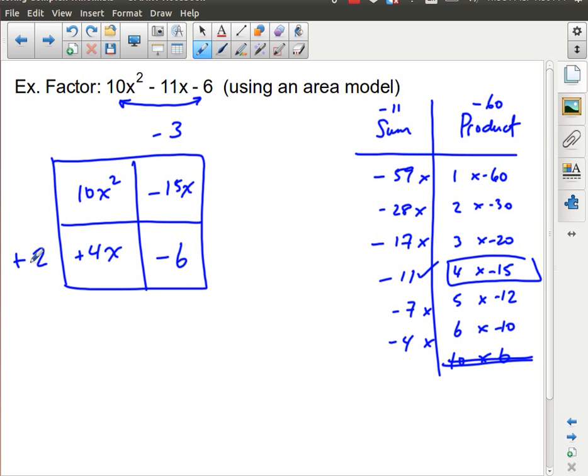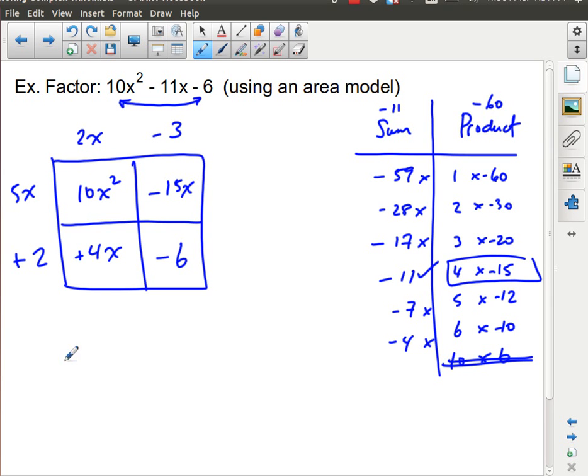Okay, well, I've got a positive 2 here. What do I multiply by positive 2 to get 4x? That's 2x. 2x times positive 2. And now that I have a 2x here, well, what do I multiply by 2x to get 10x squared? That gives me a 5x. And then a quick check mentally, 5x times negative 3, negative 15x. We already know this is correct, so that looks good.